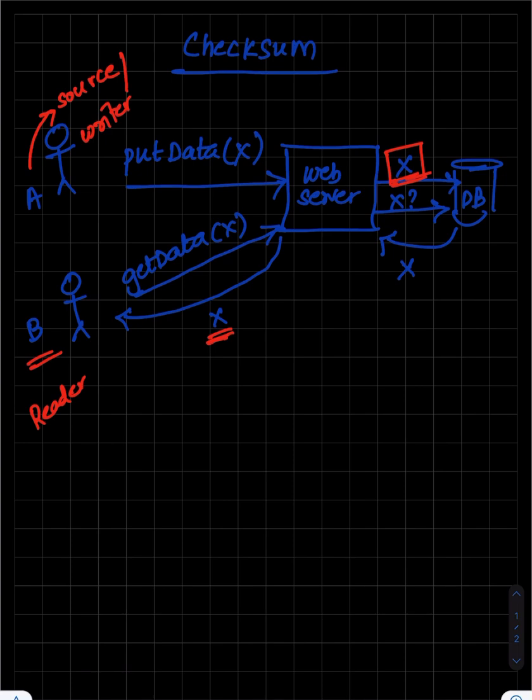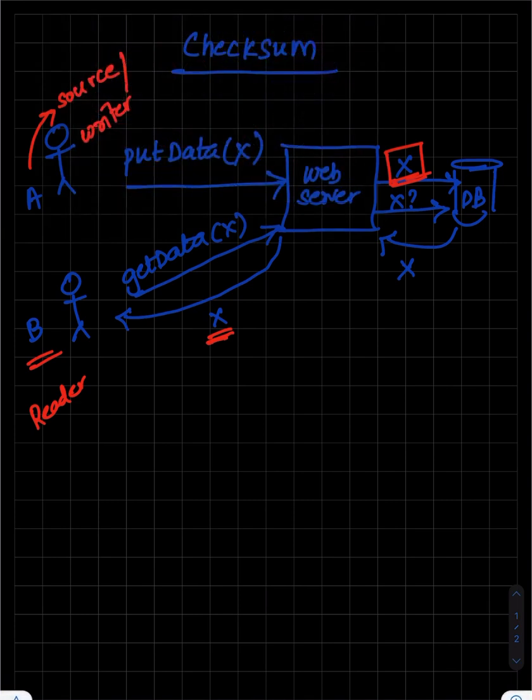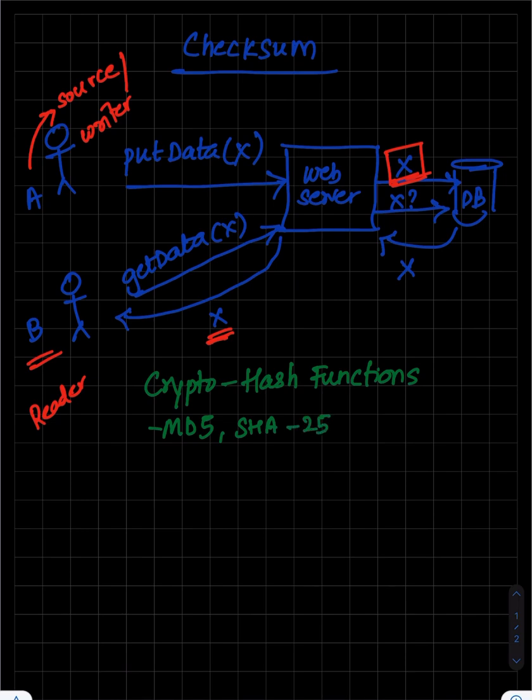In order to solve this particular problem, we have a solution, and the solution is to use something called cryptographic hash functions. I will call them crypto hash functions over here, and there are many available currently. I'll give you an example of MD5. There's also SHA-256. I'll create a separate video which will give you a high level understanding of what these crypto hash functions are.